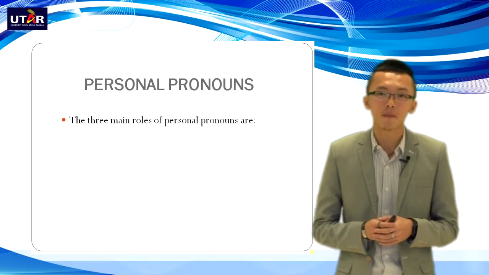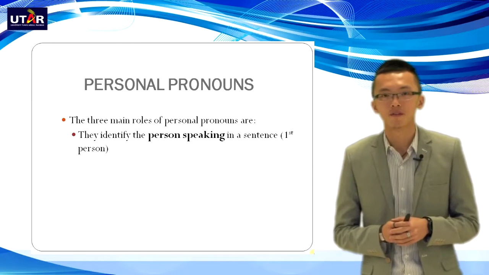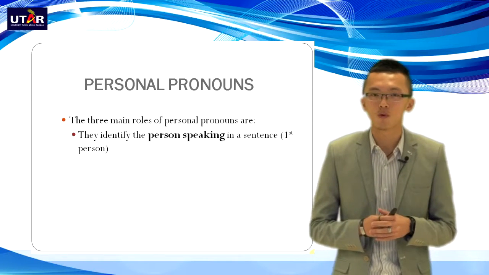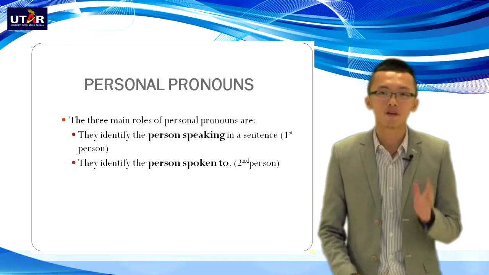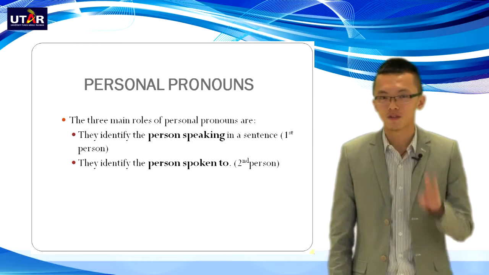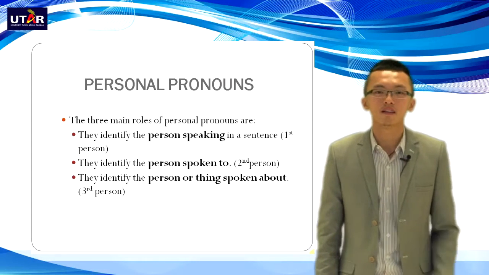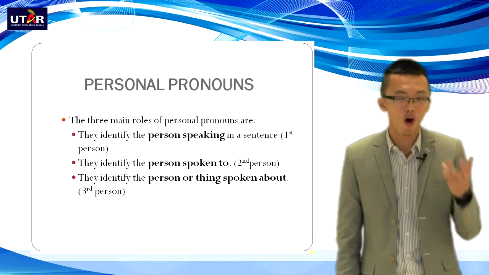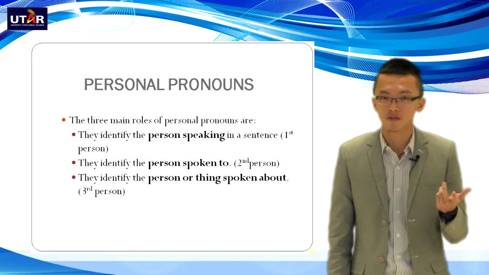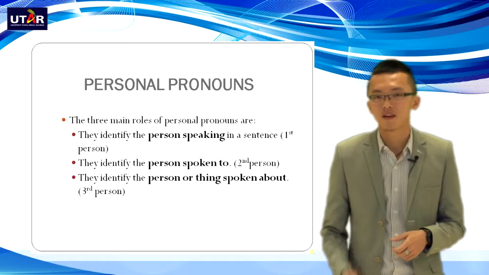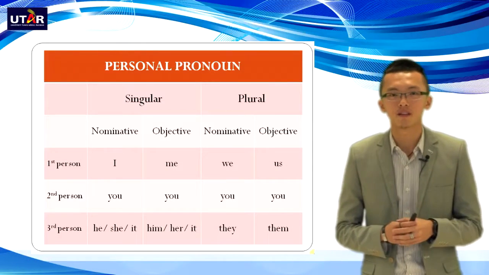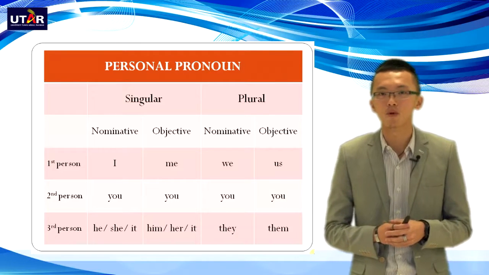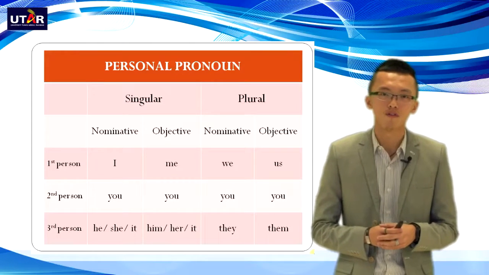There are 3 main roles of the personal pronoun. They identify the person who is speaking, in this case the first person. They also identify the person being spoken to, the second person. And finally, they identify the person or object being spoken about, the third person. Here's a chart that displays the 3 different perspectives of the personal pronoun, both in singular and plural form.